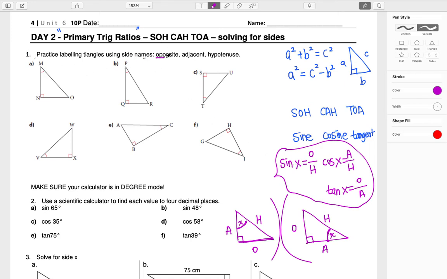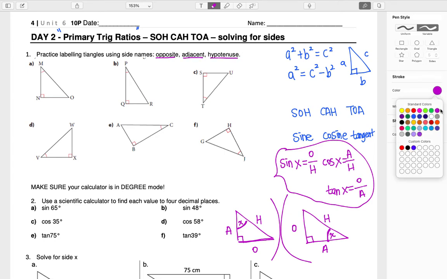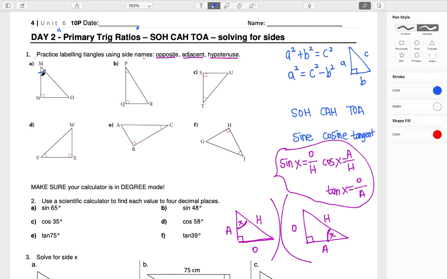So let's try practicing some labeling of the names opposite, adjacent, and hypotenuse. So let's take a look at letter A. It looks like my starting angle is M. It's labeled for us. If my starting angle is M, again, hypotenuse is always opposite from 90 degrees, and the length NO is opposite from my starting angle. So this is opposite, and this is adjacent.